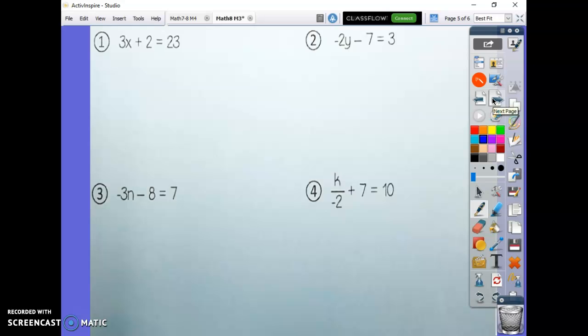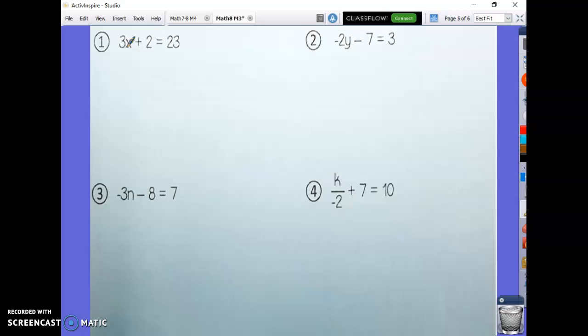Okay, number 1. Now these are 2-step equations, guys. It says 3x plus 2 is equal to 23. Well, now we have to figure out how to do a 2-step equation. If you remember from last year, we want to get our variable by itself, but before we do that, we have to get rid of everything else that surrounds it. Over here, we have this plus 2, so we're going to start with that first. You start with whatever's the furthest away from your variable.